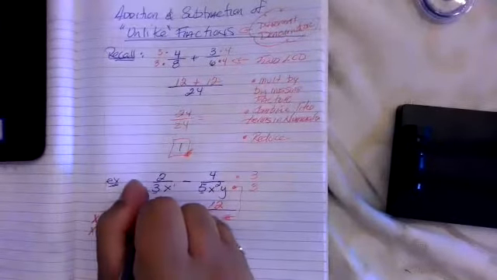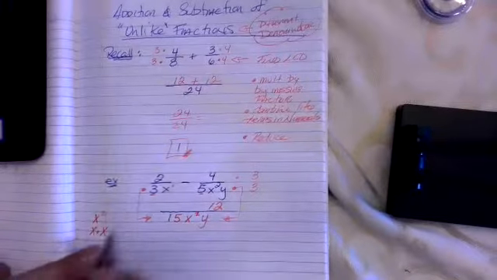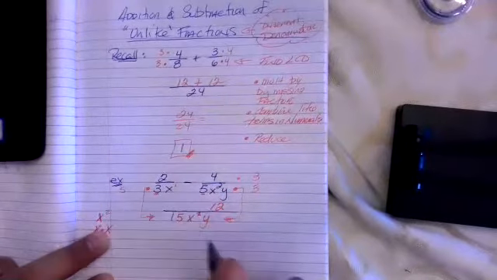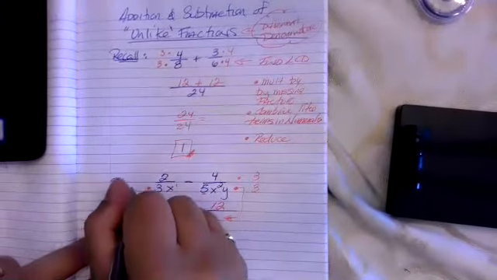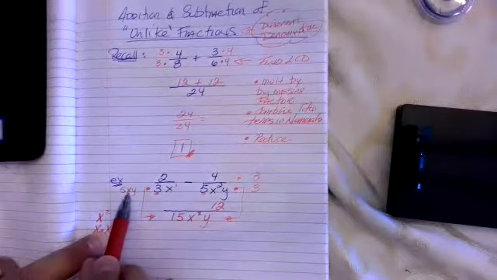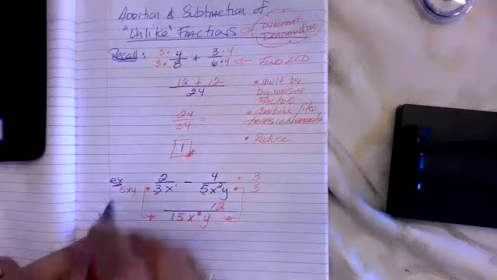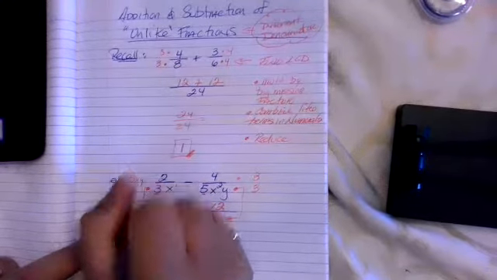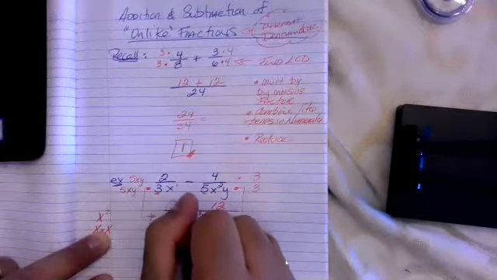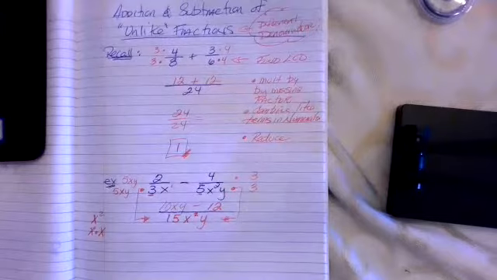What's missing from here to here? Well, I want this to look like this, so it has to be multiplied by 5. It's also missing an x and a y. Right, I have one x, so I need another x to get x squared. And it doesn't have a y here, so I need a y. So I have to multiply the top and the bottom by 5xy, which will give me 10xy minus 12 all over 15x squared y.